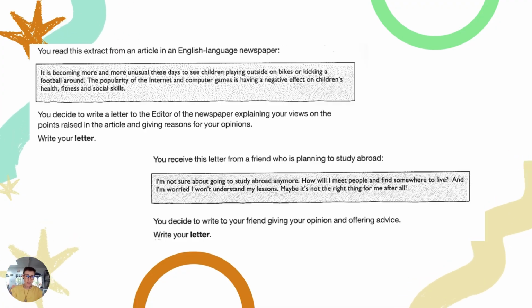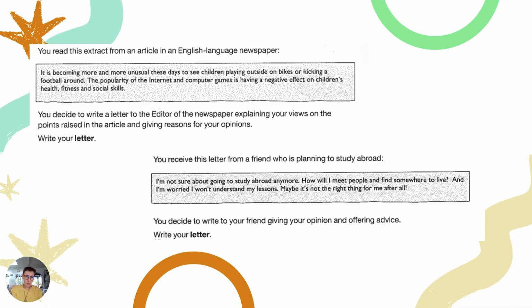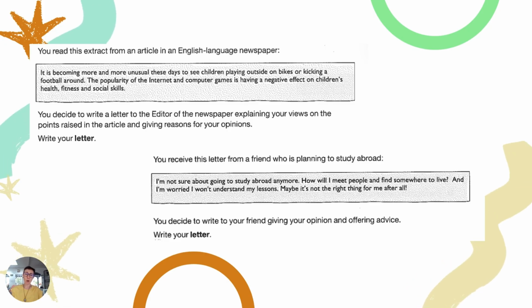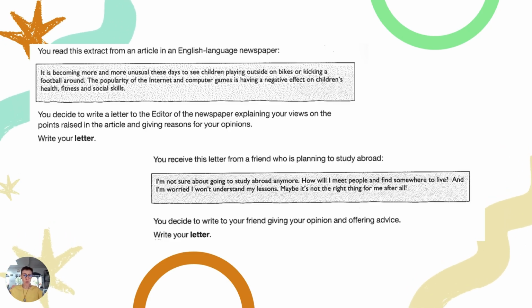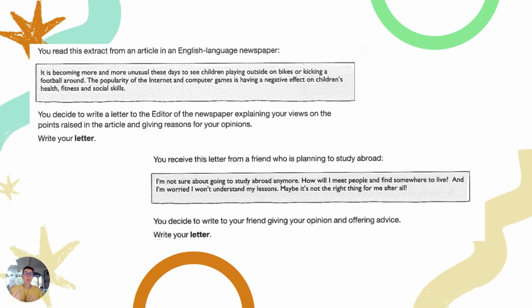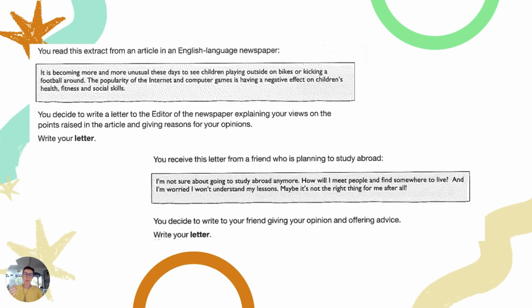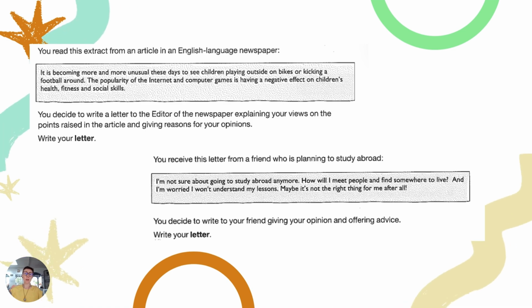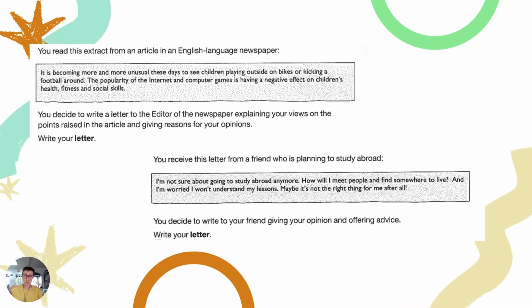The first one here is, you read an article in an English language newspaper, and then you decide to write a letter to the editor of the newspaper explaining your views on the points raised in the article and giving reasons for your opinions. In this case, the tone will be pretty formal because you're writing to someone that you don't know. So you'd be in that letter expressing the points that you either agree with or disagree with and backing up your opinions with reasons.